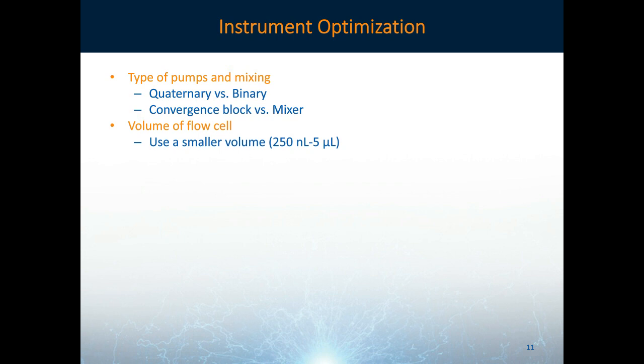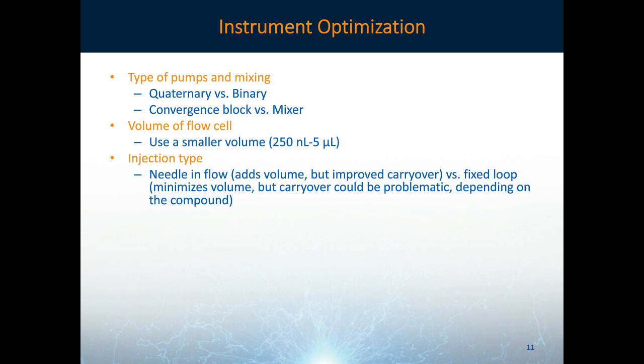For the volume of the flow cell, we recommend using a smaller volume, and these can be as small as 250 nanoliters up to 5 microliters. The injection type, so if the needle is in flow, that would add volume but improve the carryover, versus a fixed loop, which would minimize the volume, but carryover could be problematic depending on the compound. So you need to evaluate that on a case-by-case basis.